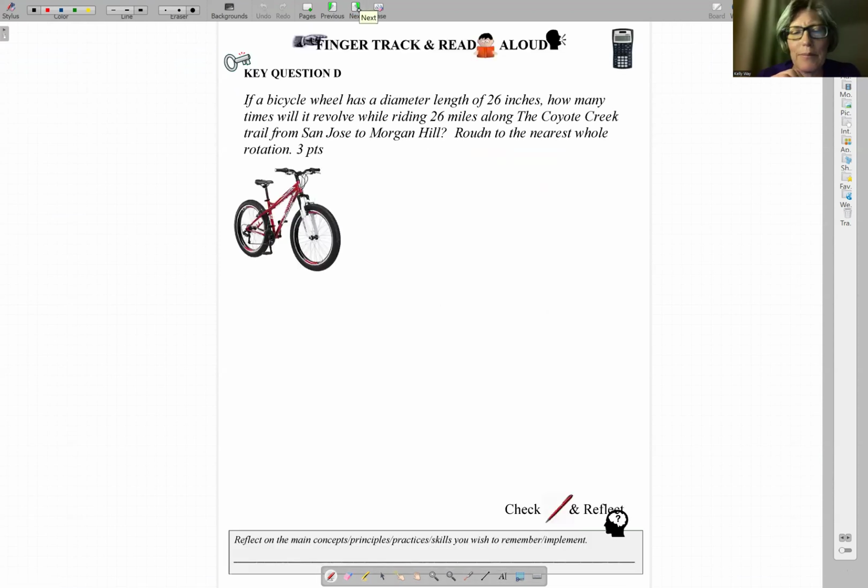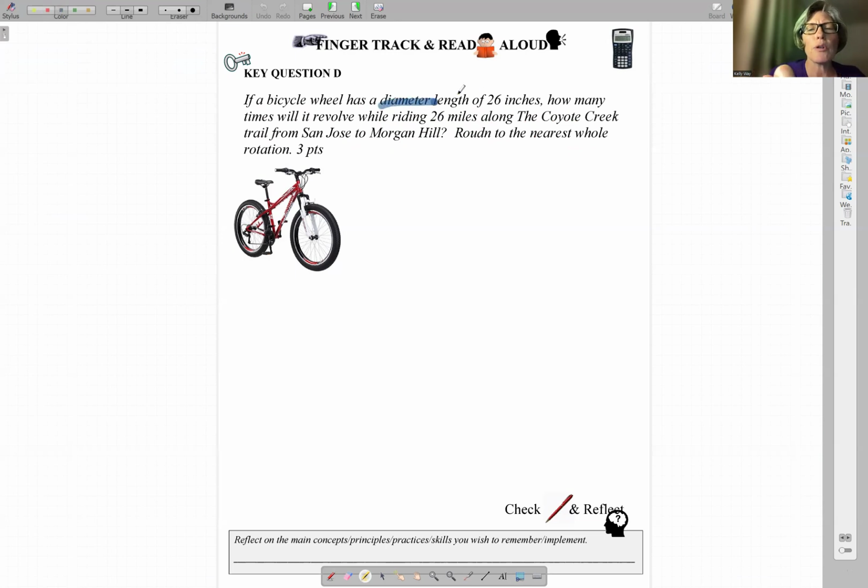D. Read out loud, finger on paper. If a bicycle wheel has a diameter of 26 inches, how many times will it revolve riding 26 miles along Coyote Creek Trail from San Jose to Morgan Hill, round to the nearest rotation? Let's get our information here started.